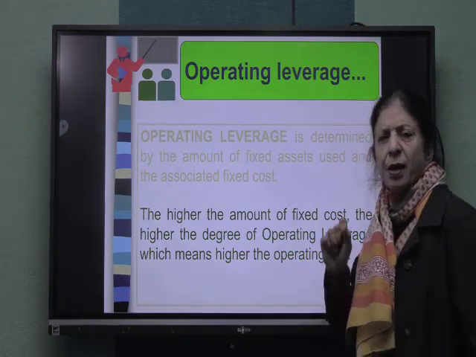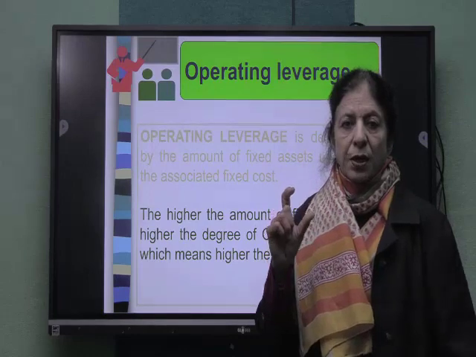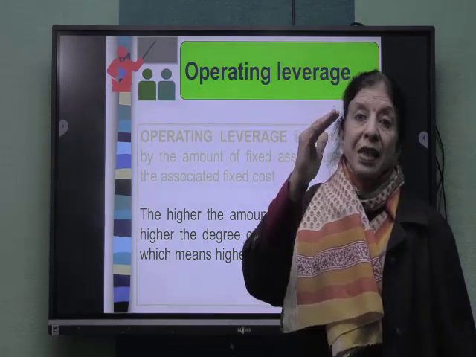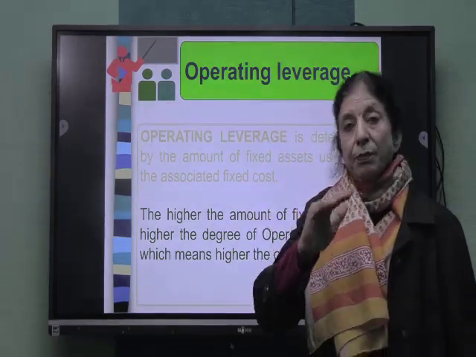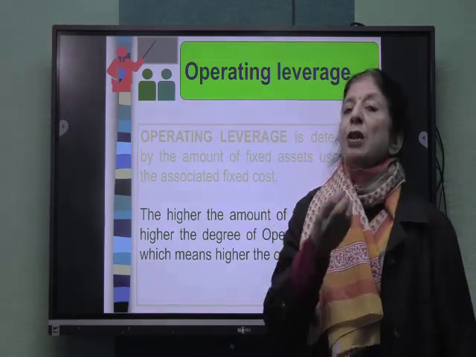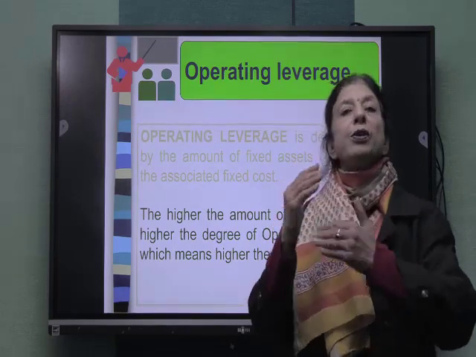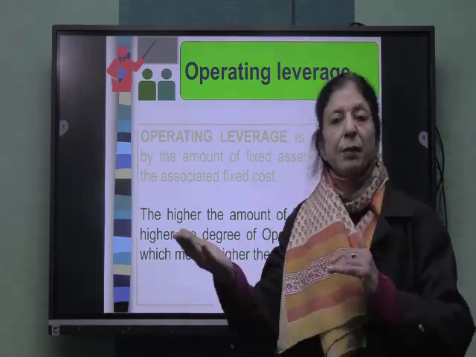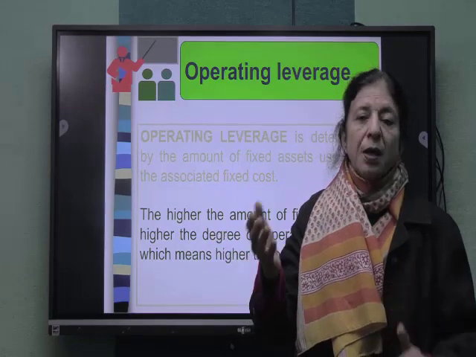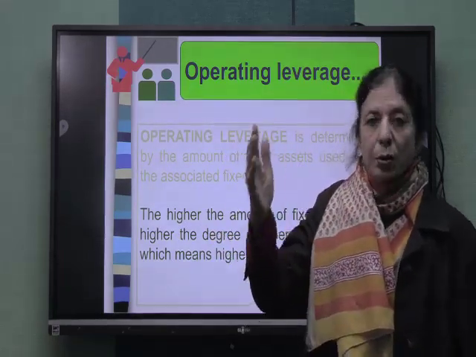Why? Try to understand this concept. I have got more fixed cost. That means if my sales decrease, I'll not be able to cover my fixed cost. I'll not reach my break-even point and hence I'll go into losses. At the same time, if the sales increase, then my operating leverage also increases.